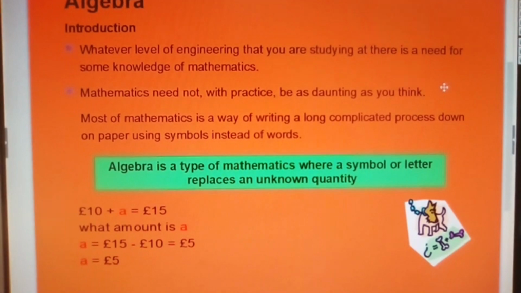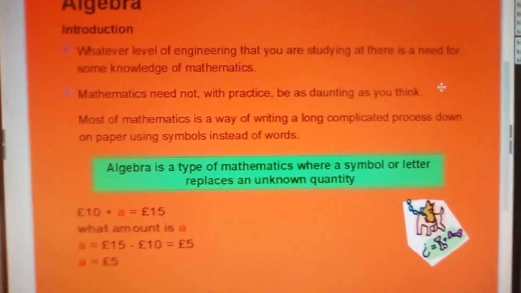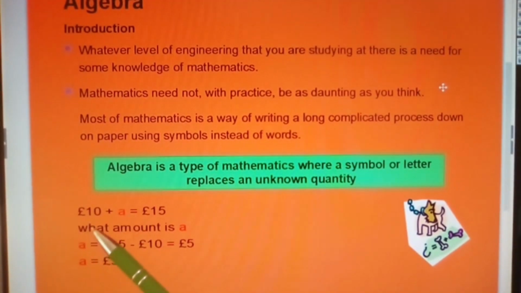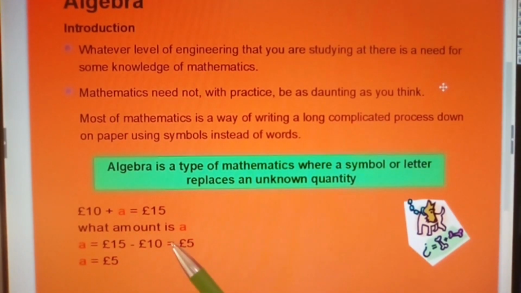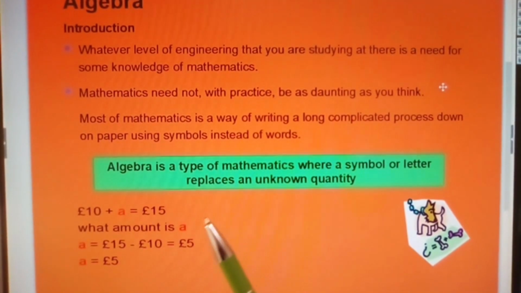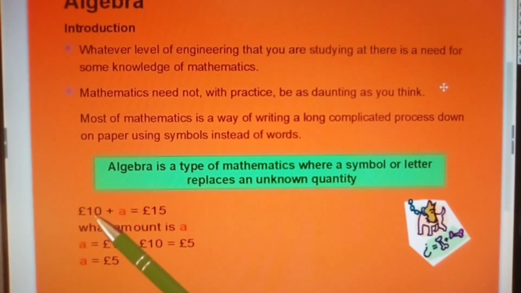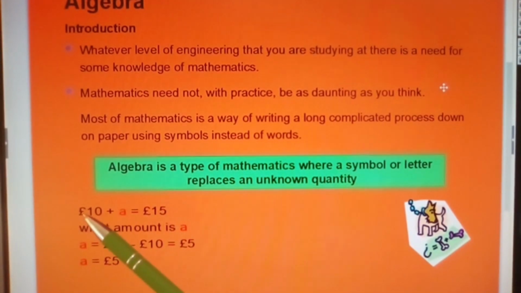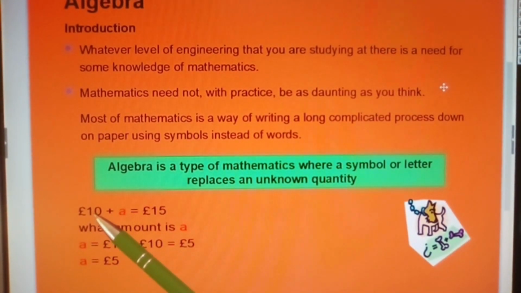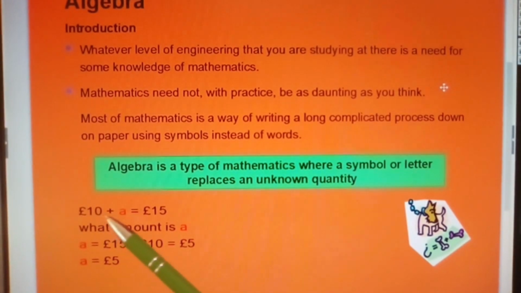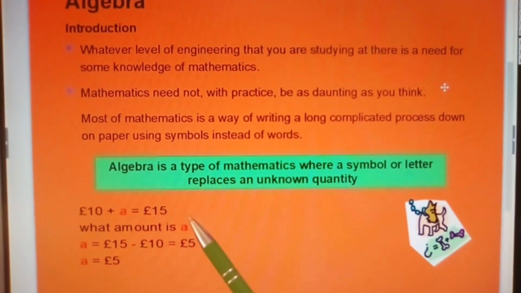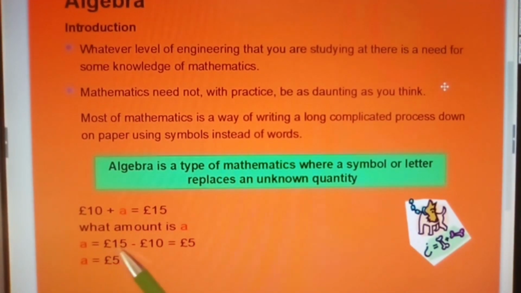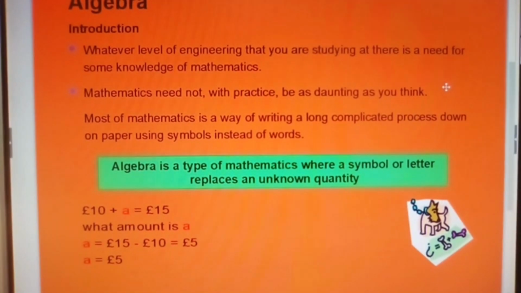Now, this is something you will need to do yourself, and you will need to write it out for yourself. All I'm going to do here is give you an explanation of how that process was done. You have your £10 plus A equals £15. We have a total of 15. We have one part that we know already is £10. What is the value of A? By moving this factor over here, it becomes a subtraction. And here is all subtraction. Therefore, 15 minus 10 equals 5. A equals £5.